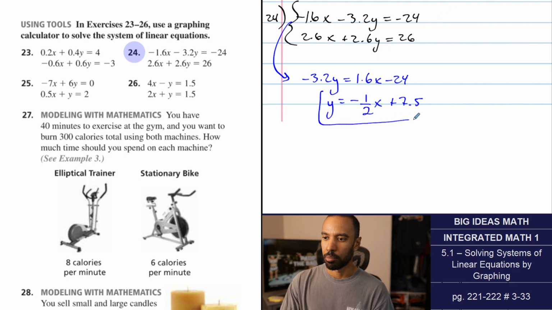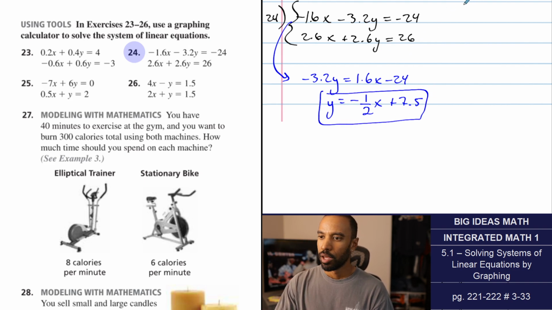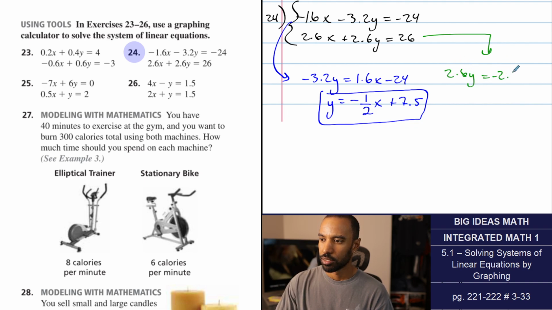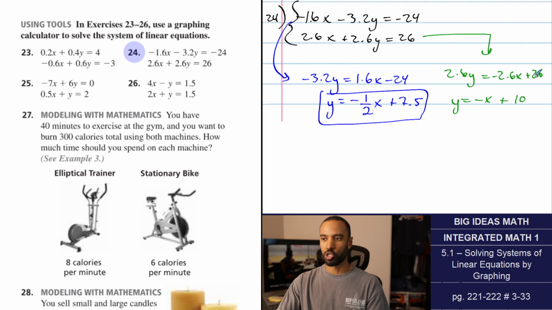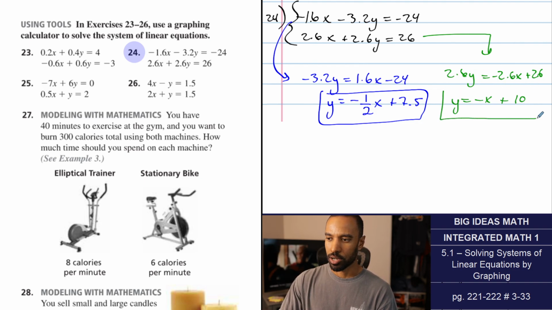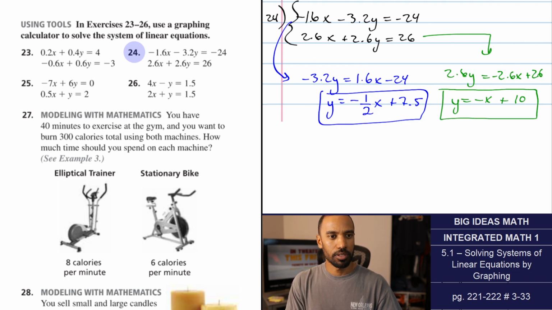I'll box them so I know which one I'm writing later. On this next one, if I subtract 2.6x from both sides and then divide everything by 2.6, 2.6 over 2.6 is 1, so I get negative 1x there. And then that's 10, right? 26 over 2.6, that'll be 10. So there's that equation. So let's see how this one works.